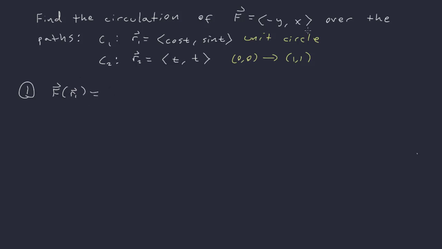So f is negative y, x. So in this case, and this is where things can get really funky if you're not careful, we're putting cosine t in for x and sine t in for y. All right, so that means our vector field, which is negative y comma x, well, negative y will give us negative sine t, okay, and x will give us cosine t. Okay, something to be careful about when you do this.